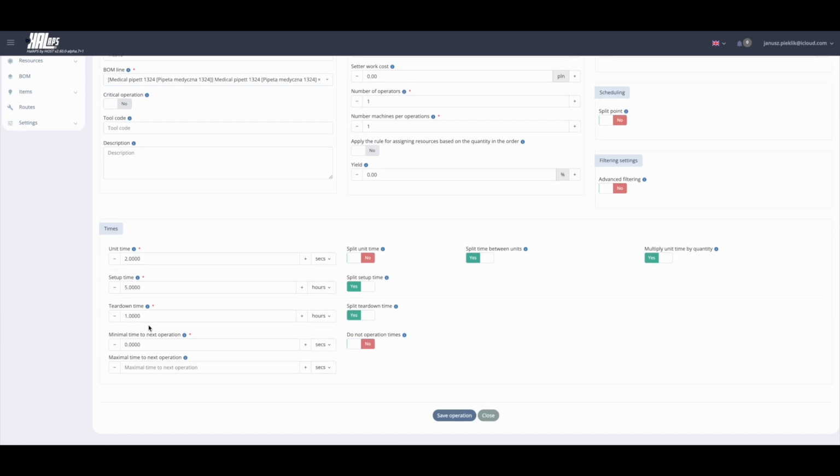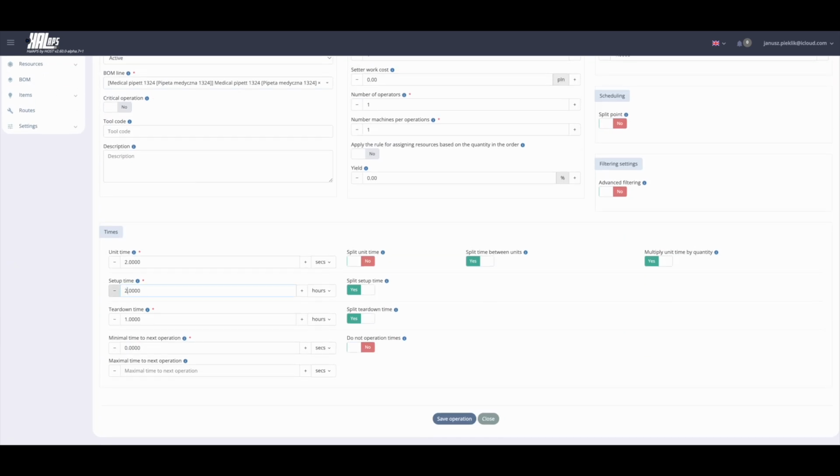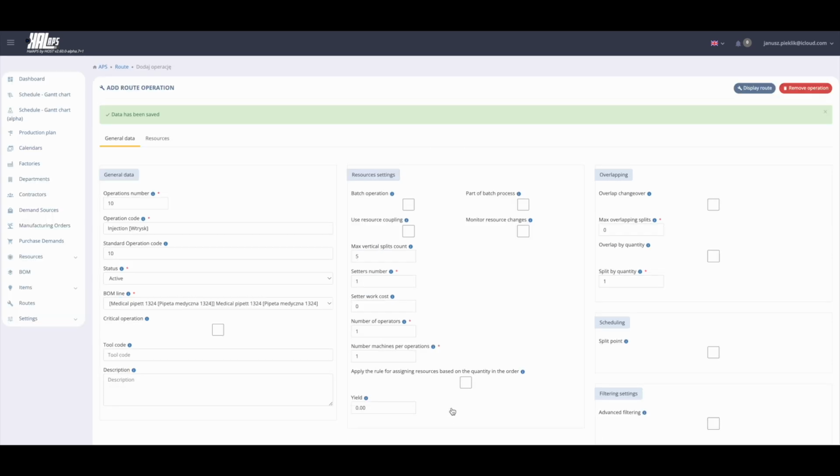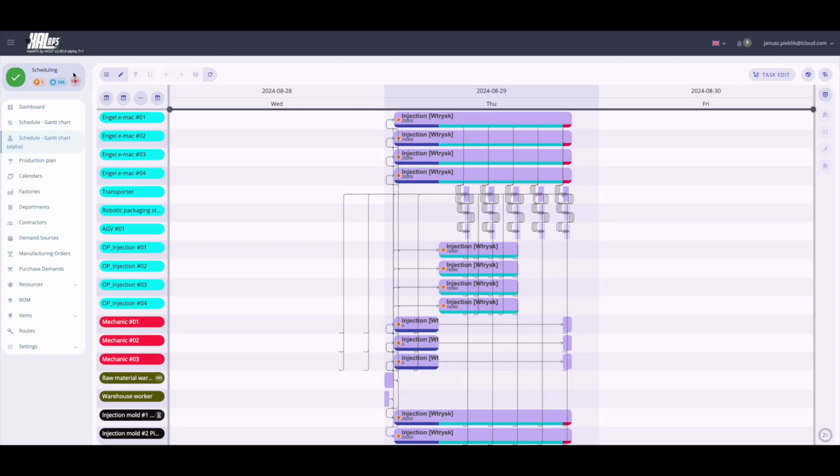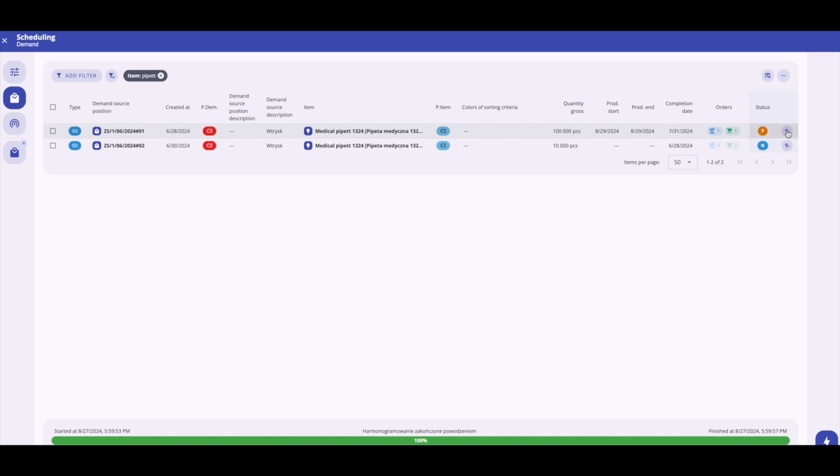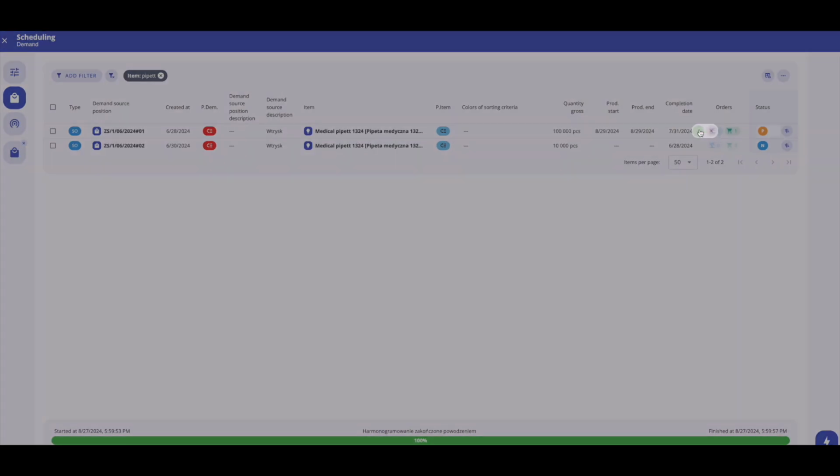Case 4: setup time equals 2 hours, unit time equals 2s, teardown time equals 1 hour. Let's schedule such production and see the results. Let's remember how long the production takes.